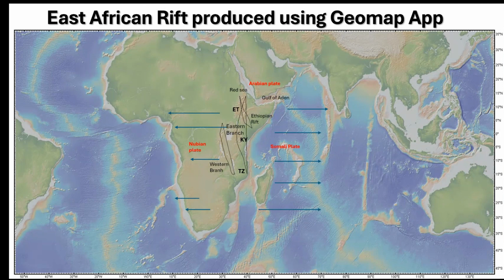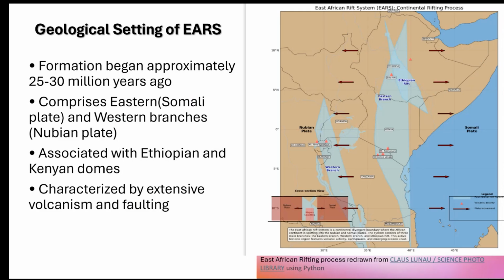So with time, we're going to have something similar to where I wrote the Red Sea, giving rise to a new ocean coming up. Okay, so let's talk about the geologic setting of the East African Rift System. Looking at the diagram on the right, we see the western branch of the rift. The western branch of the rift lies on the Nubian plate.